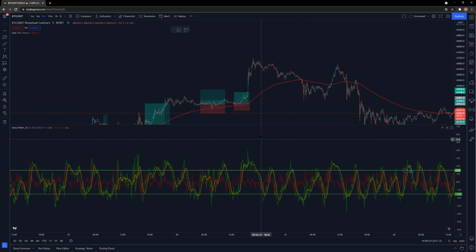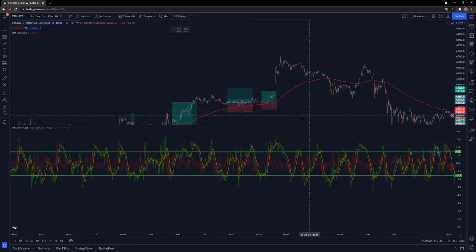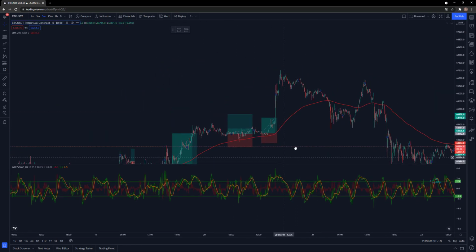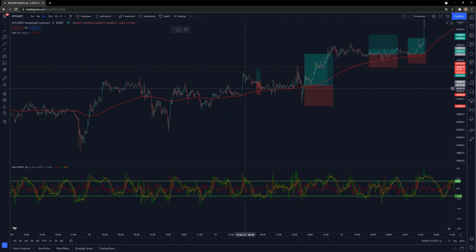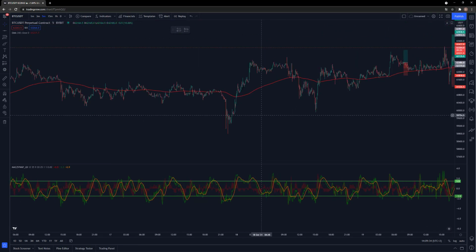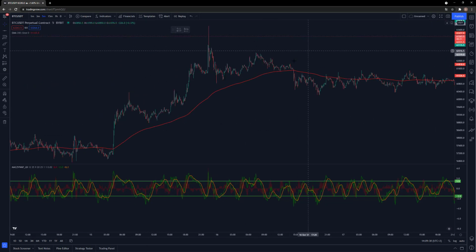I would like to be in a big trend, a downtrend or a big uptrend. So I don't like to hug the 200 EMA. So this is a trade zone for me. This is a big trade zone for me.